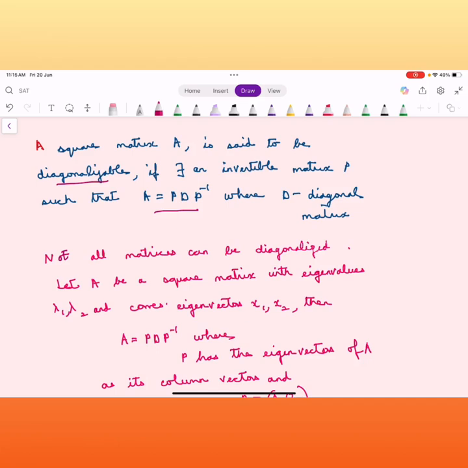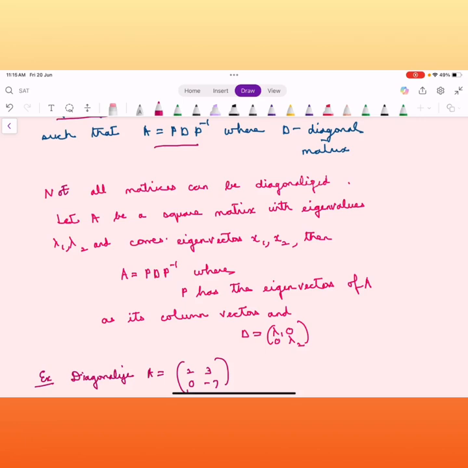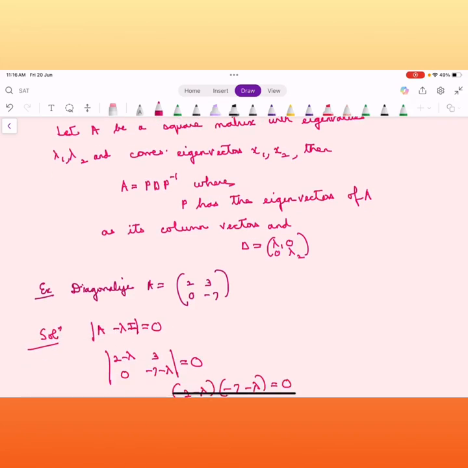Then you can write A as P D P inverse, where P has the eigenvectors of A as its column vectors and D is a diagonal matrix having lambda 1, lambda 2, the eigenvalues, as its diagonal elements. So let's go through a small problem. Diagonalize A equals [2, 3; 0, minus 7].